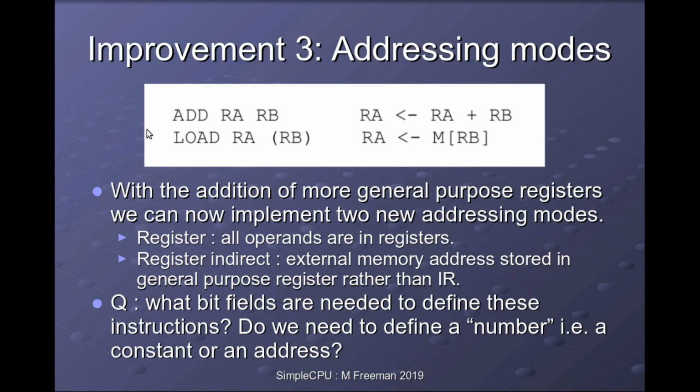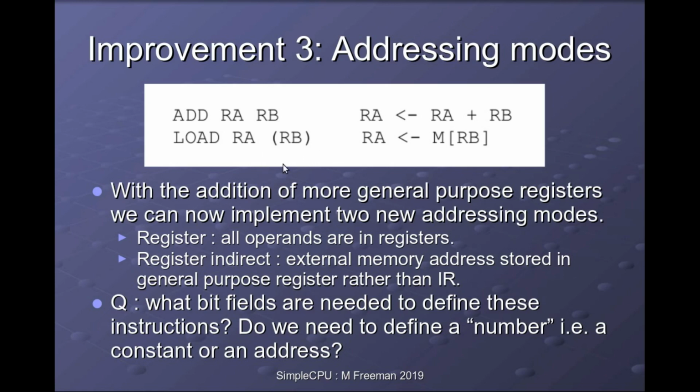So we've got some examples at the top here. We've got a register addressing mode add instruction. So now we're adding together two values stored in registers. So the value in RA is added to the value in RB, and we store the result in RA. We've got a register indirect load instruction. So the previous load instruction just had the external memory address, and it was implicit where the result would go, RA. But now, rather than storing the address as a hard-coded value, we can use one of our spare registers.